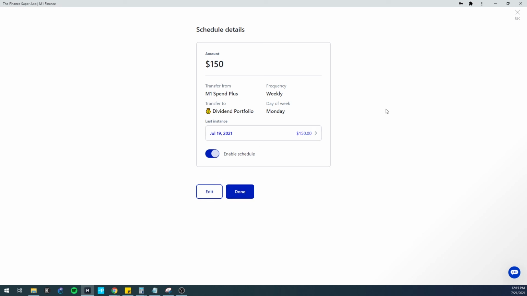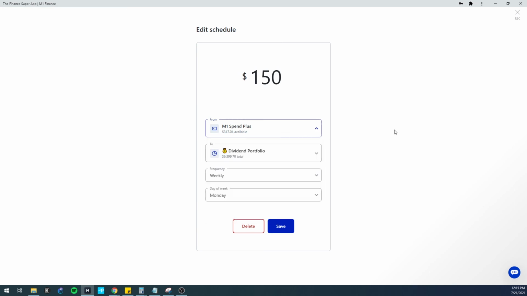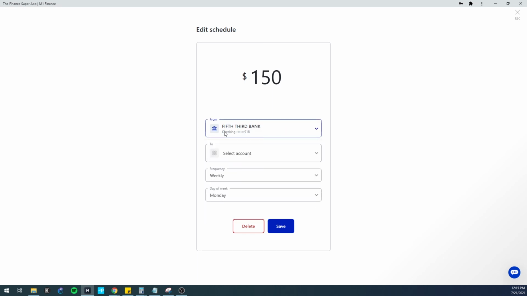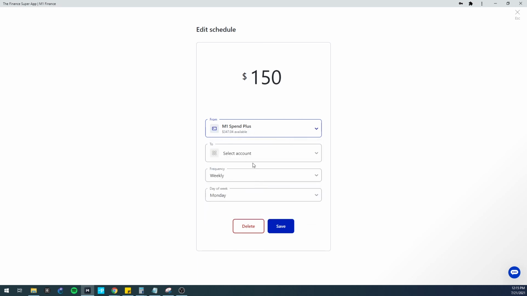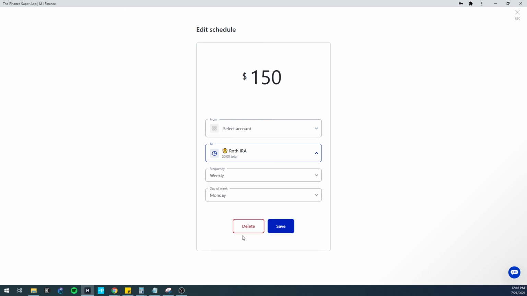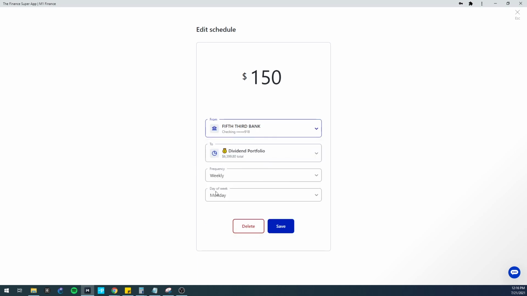What I have set up here is, if you have M1 Spend and use that as your main checking account, you can set this to M1 Spend, or you can set it to your external bank account. For me, I just use M1 Spend. You choose down here, and I have a Roth, don't laugh. But anyways, let's say I have a dividend portfolio, Fifth Third.